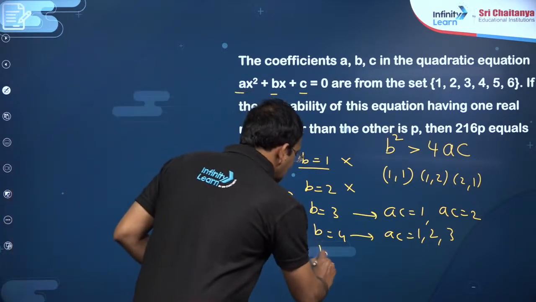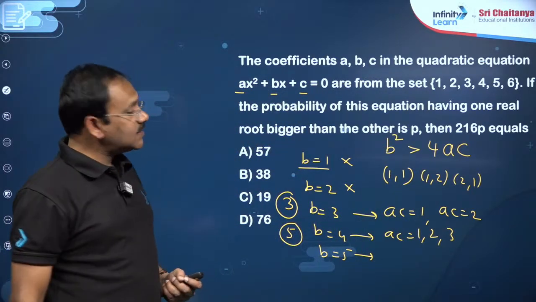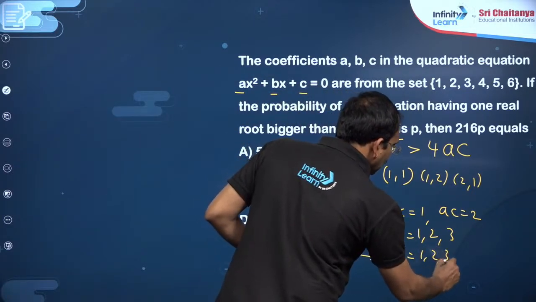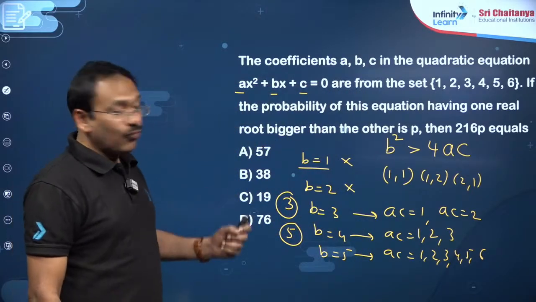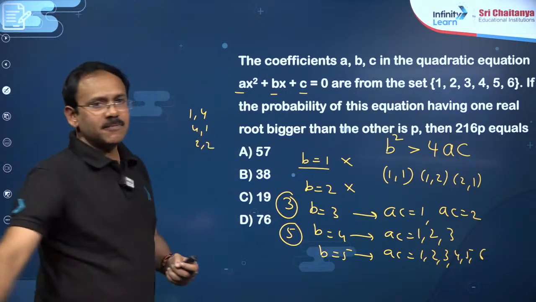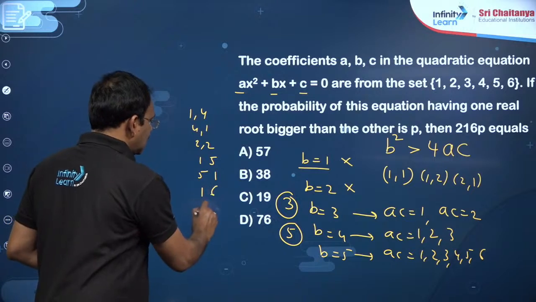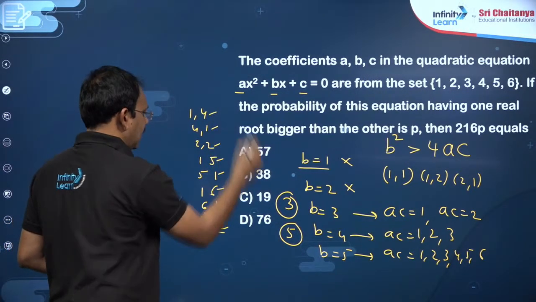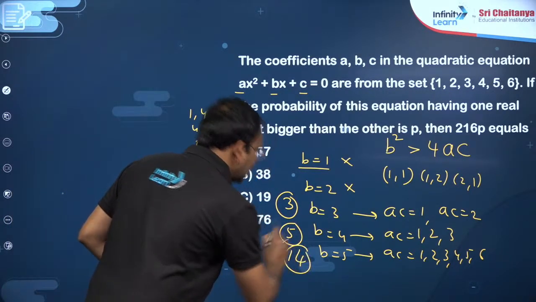Then if b is equal to 5, b² is 25, so ac can be up to 6. That means ac can be 1, 2, 3, 4, 5, 6. Up to 1, 2, 3 are already counted, 5 possibilities. ac = 4 means (1,4), (4,1), (2,2), 3 possibilities. ac = 5 means (1,5), (5,1). ac = 6 means (1,6), (6,1), (2,3), (3,2). Counting these gives 9, so apart from the 5 you get 14 possibilities here.